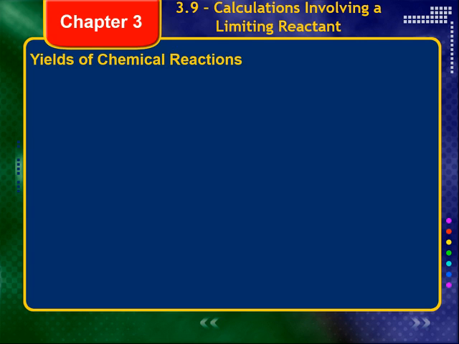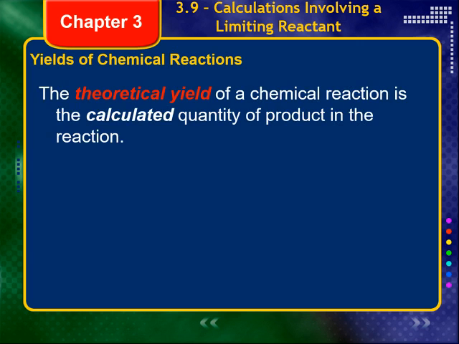Moving on to yields. There is a theoretical yield. A theoretical yield of a chemical reaction is the calculated quantity of the product in the reaction. When I say calculated, it hasn't happened yet. We haven't carried out the reaction and measured the product. We're simply calculating how much should be there.